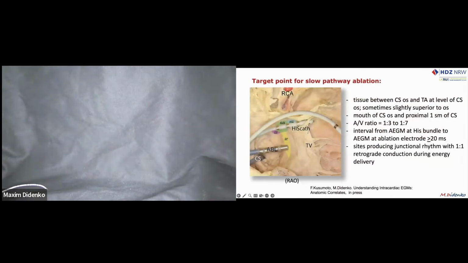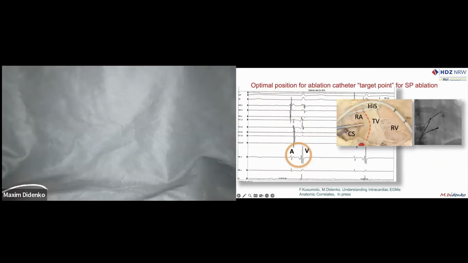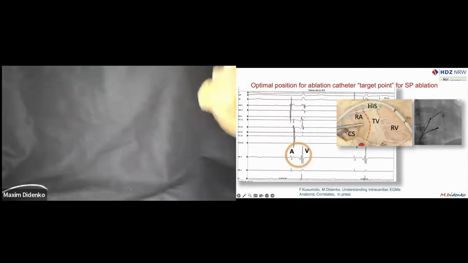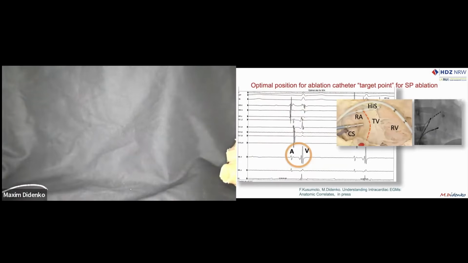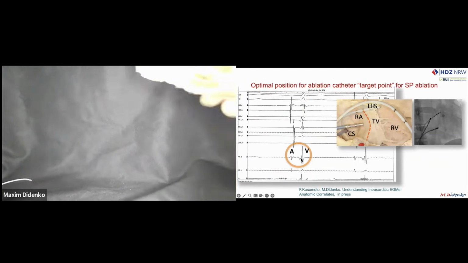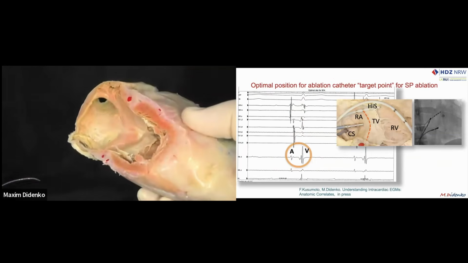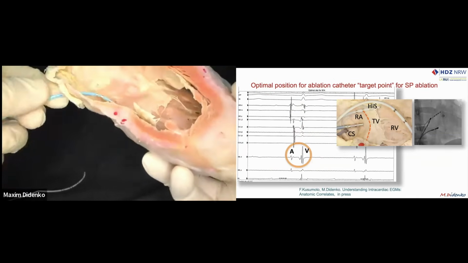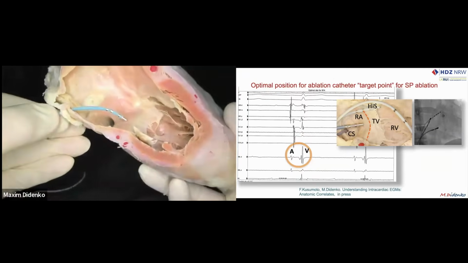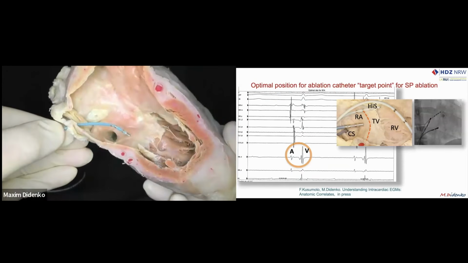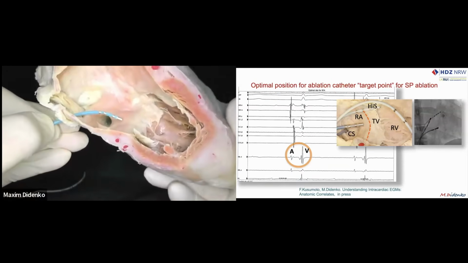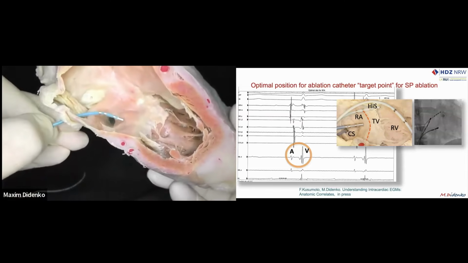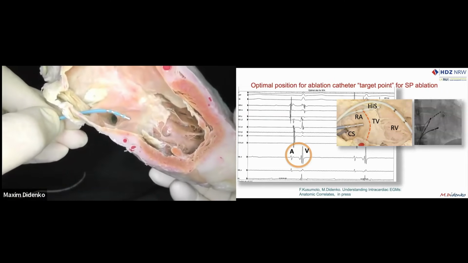We know that it's tissue between the coronary sinus with the AV ratio 1:3 or 1:7. And this is something very interesting. Does somebody have any ideas why in this area specifically? When we place our ablation catheter here, which is atrium, it has a big ventricle spike and a small atrium spike. Does somebody have any ideas, explanations?